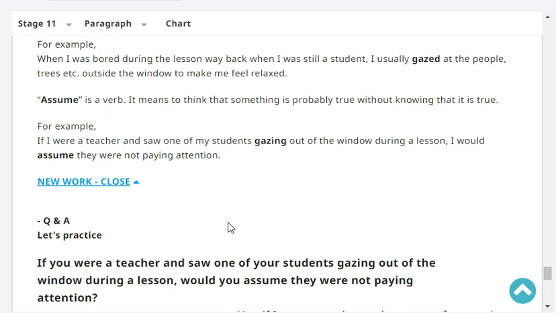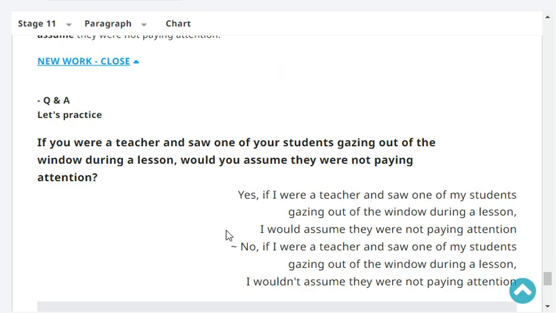Let's practice. If you were a teacher and saw one of your students gazing out of the window during a lesson, would you assume they were not paying attention?